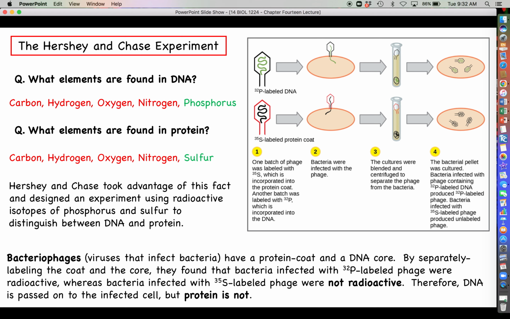It cannot be protein. So when a virus infects a cell, DNA is passed on to the infected cell, but the protein is not. You can see here the S35 labeled protein capsule stays on the outside of the cell, but the P32 labeled DNA is injected into the cell. So this was a very, very important experiment, especially for the doubters and the skeptics that we mentioned before. This definitively proved the hereditary molecule cannot be protein. It has to be DNA.